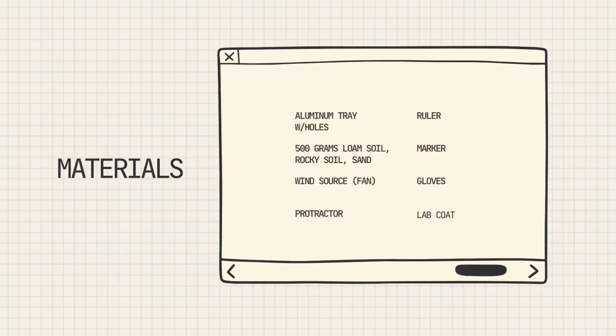The materials we used for this experiment include an aluminum tray with holes, 500 grams each of loam soil, rocky soil, and sand, a wind source, a protractor, a ruler, a marker, gloves, and the lab coat.